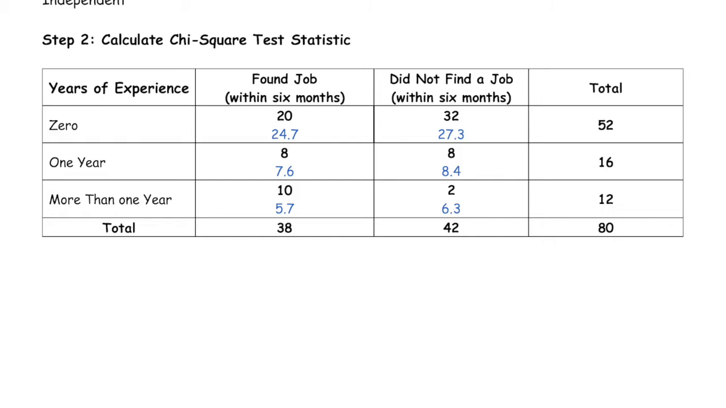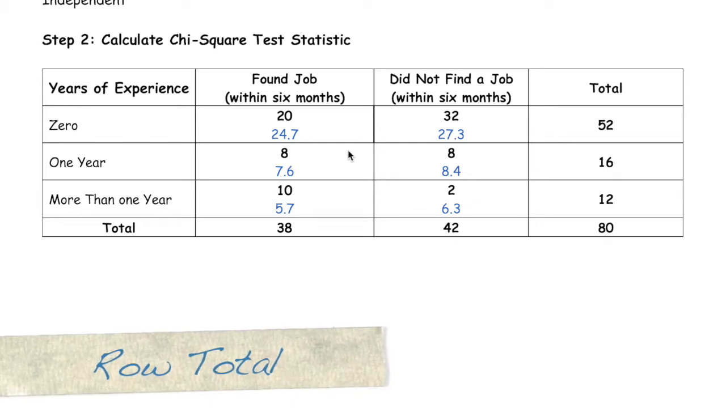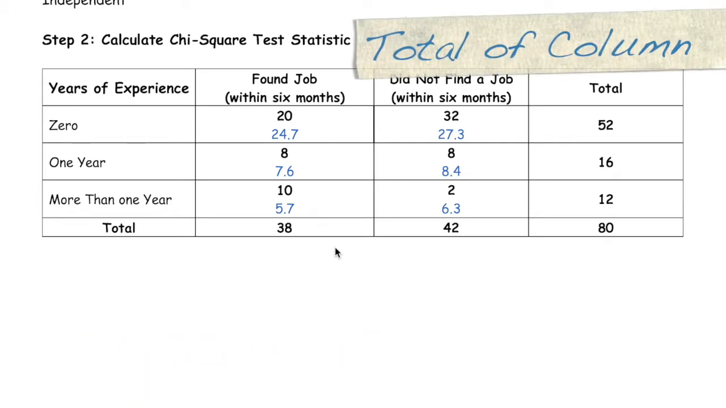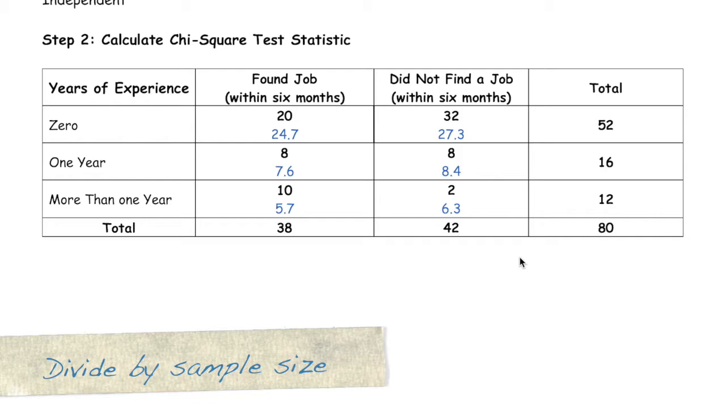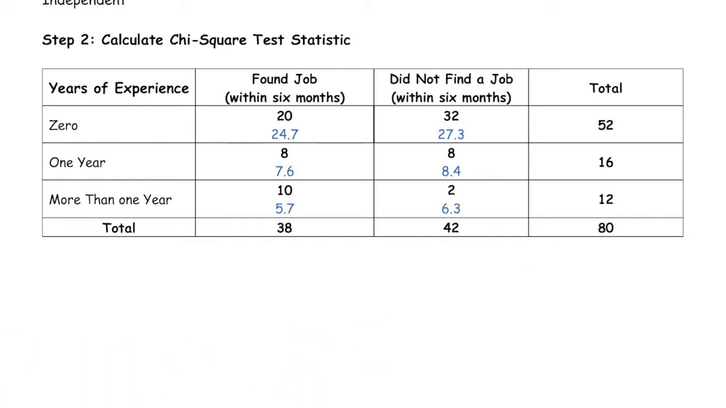Once we've done that, the next step is to calculate the expected counts for each cell. The expected counts are the ones that I've written in blue here, and the way that you get the expected value for a cell is by multiplying the total of the row by the total of the column and then dividing by the sample size. So for example, the way I calculated this 24.7 was by multiplying the total of that row, which is 52, by the total of that column, which is 38, and then dividing by the sample size, which is 80.